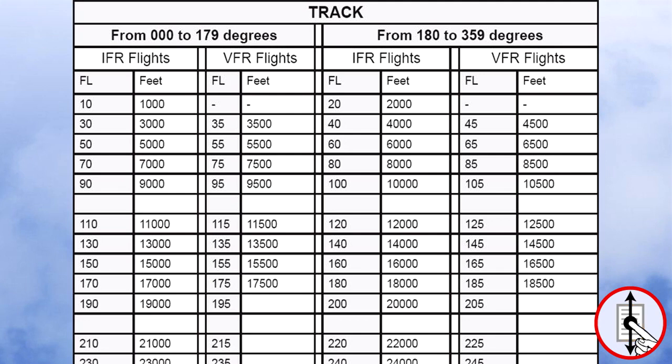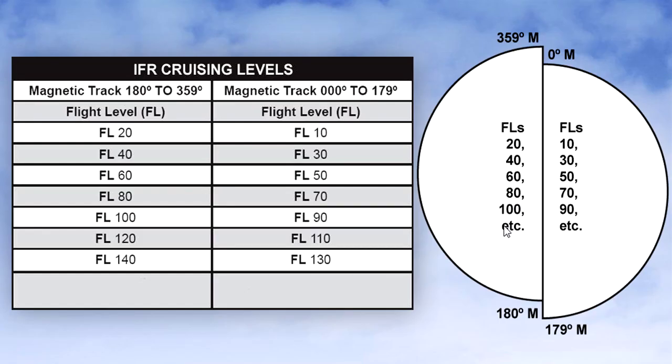The rule governing the correlation between cruising levels and magnetic track is semicircular in nature, because approximately half of the allocated flight levels are for aircraft in the cruise on magnetic tracks from 0 degrees to 179 degrees, while the remaining allocated flight levels are for aircraft in the cruise on magnetic tracks from 180 degrees to 359 degrees. The semicircular nature of this rule is illustrated here.